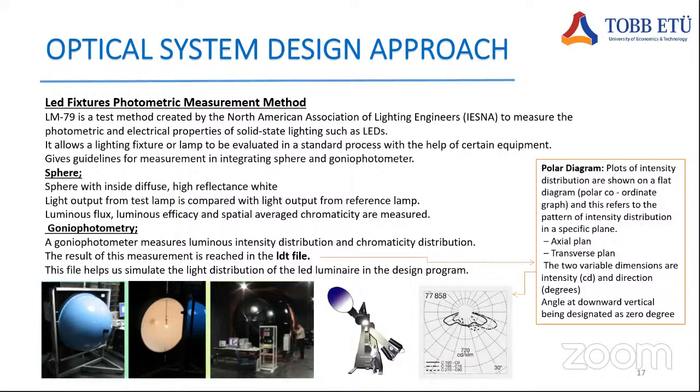For the optical system design approach, we know LM79 is a test method. It was created by the Illuminating Engineering Society of North America to measure the photometric data and electrical properties of solid-state lighting, such as LEDs, and gives guidelines for measurement in an integrating sphere and goniophotometry. With the sphere, we can measure luminous flux, luminous efficiency, and chromaticity. Goniophotometry measures luminous intensity distribution and chromaticity distribution. The result of this measurement is written in the LDT file. This file helps us simulate the light distribution of the LED luminaire in the design program.